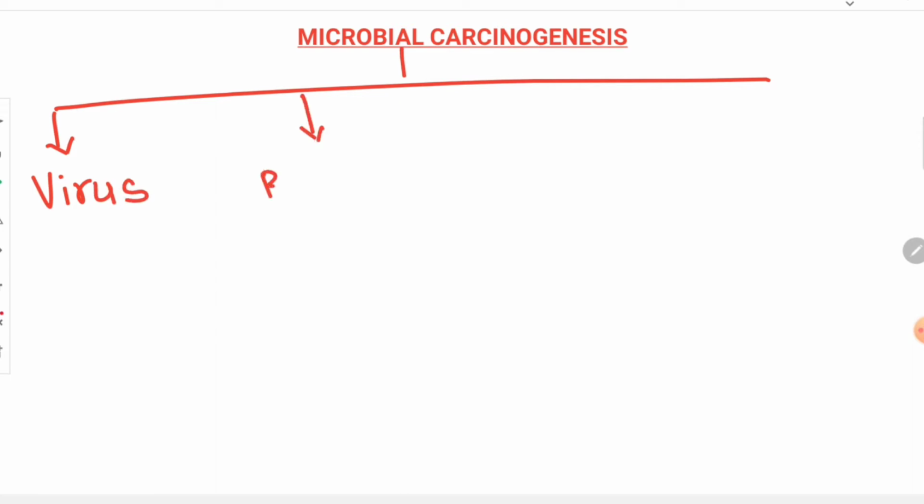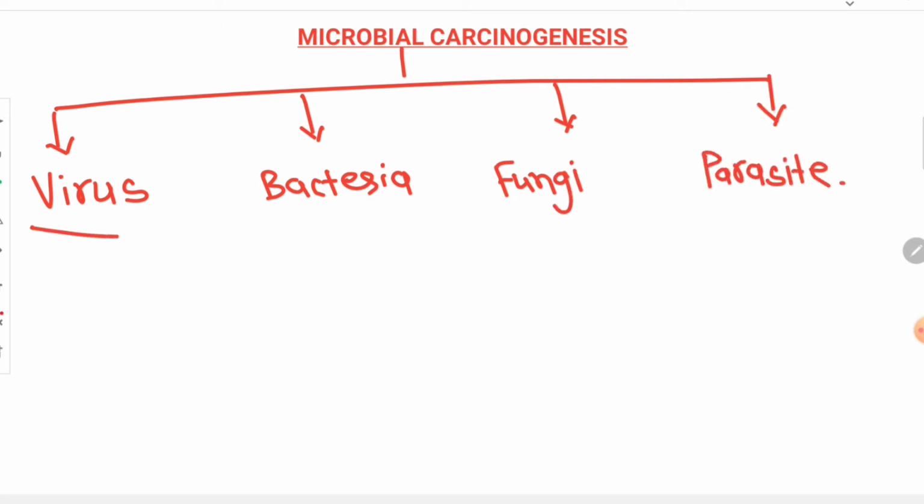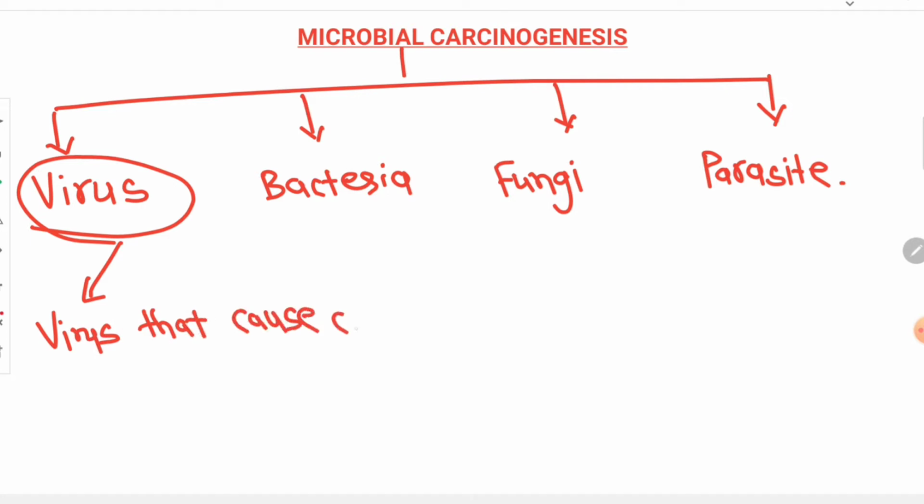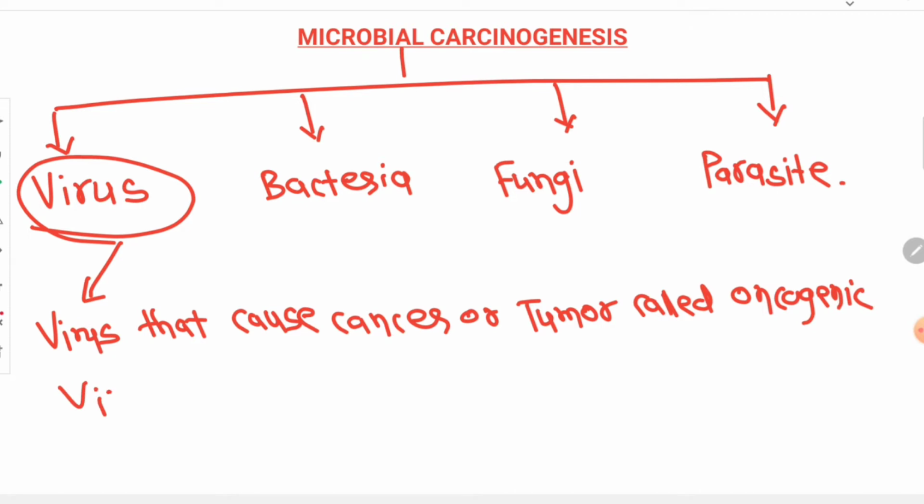Today I am going to teach you about microbial carcinogenesis, which means the microbes that can cause cancer. The microbe that can cause cancer could be a virus, bacteria, fungus, or parasite. Among those, a virus that causes cancer or tumor, whether benign or malignant, is called an oncogenic virus.